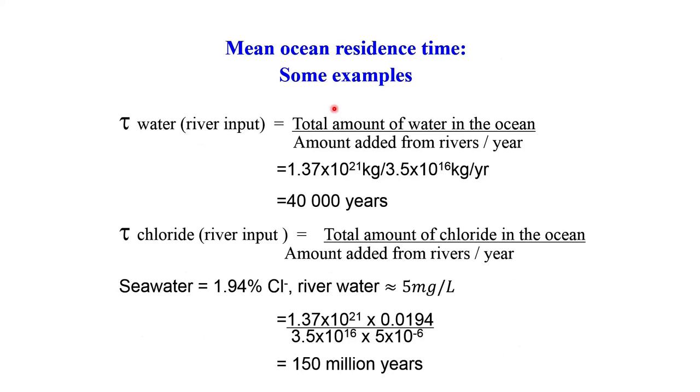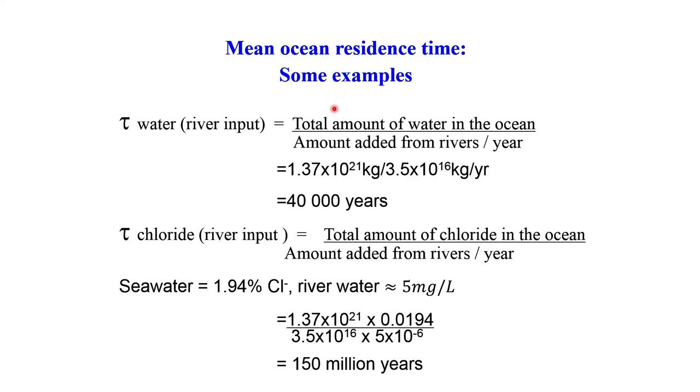So just for the water, we work out the total amount of water in the ocean is 1.37 times 10 to the 21 kilograms of water, which is a big number. And the amount that's added from rivers, though there's also rain that falls into the ocean, is approximately 3.5 times 10 to the 16 kilograms of water per year, also a big number. One divided by the other tells us that approximately 40,000 years is the residence time of water in the ocean.